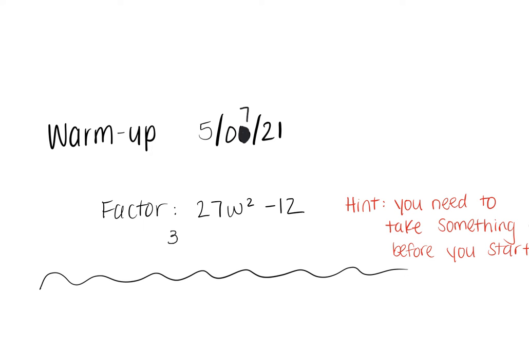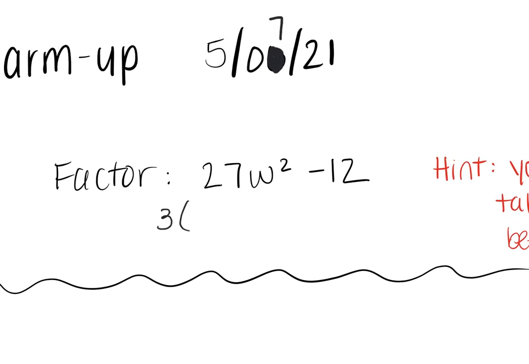Awesome. 3 times, oh, hold on. There we go. 3 times what? If we take out a 3 of 27w squared, what's remaining? Elijah? 9 plus or minus 4. Okay, 9, but don't forget the w squared, right? And then you're absolutely right. We take out that 3 from the 12, and we're going to get minus 4.